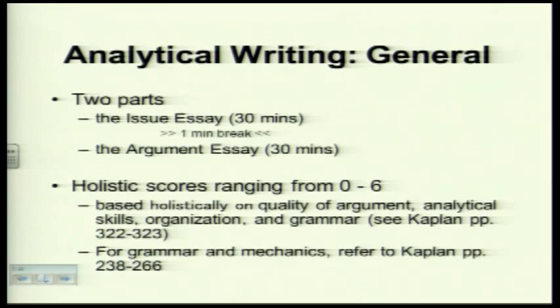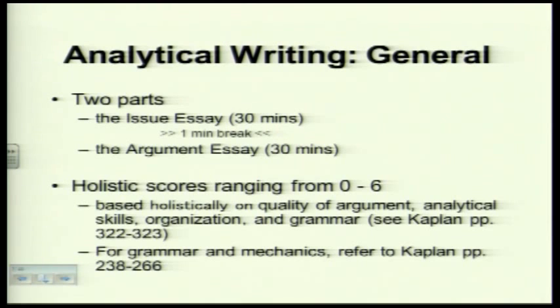And you'll have a 1 minute break in between. All this is done on a computer as well. For this part, the GRE will give you just one holistic score for both parts. The issue essay and the argument essay will be averaged, and you'll get only one score, ranging from 1 to 6. Two people will score your essay, and if they differ by more than one score point, a third person will be assigned to score your essay. So that's good.